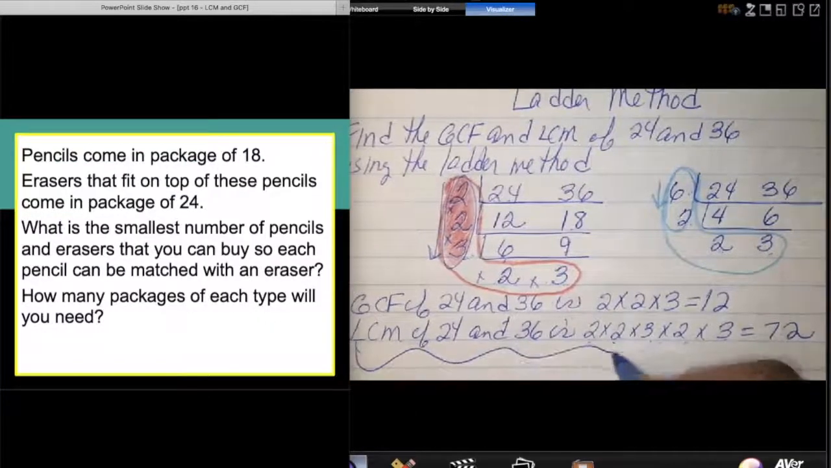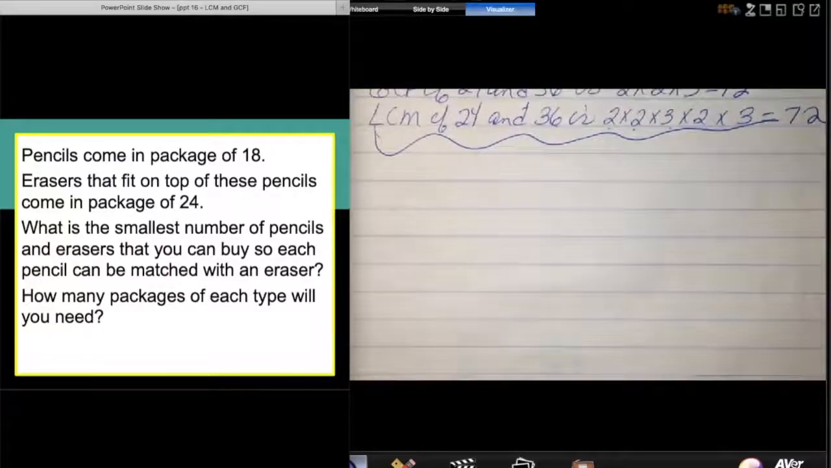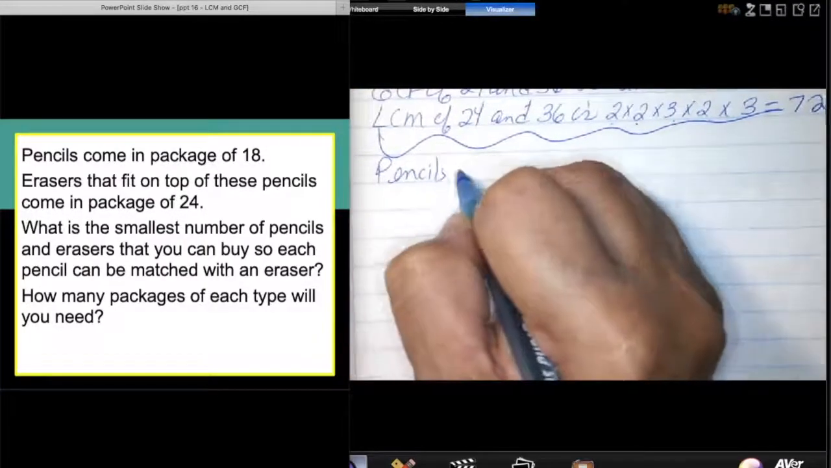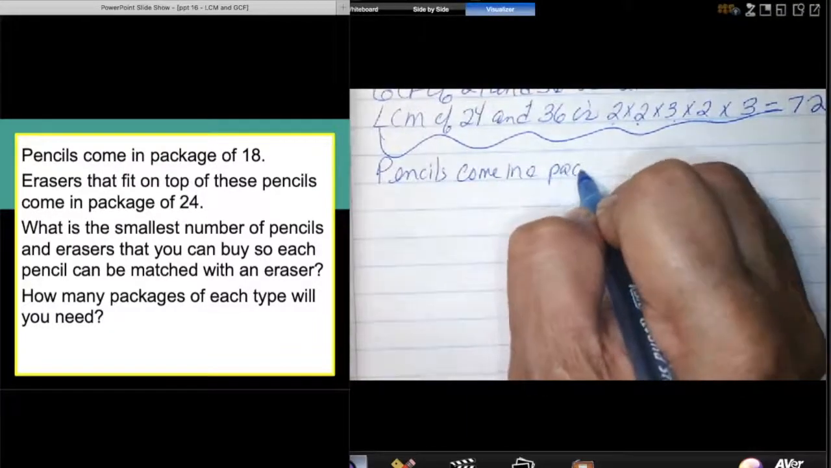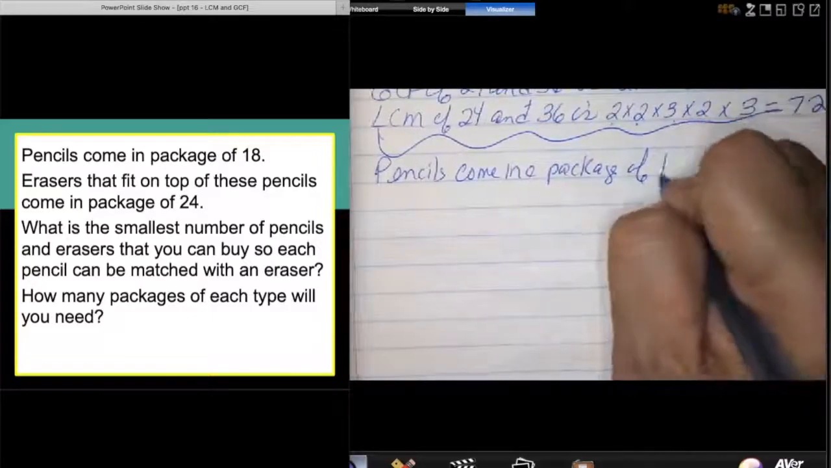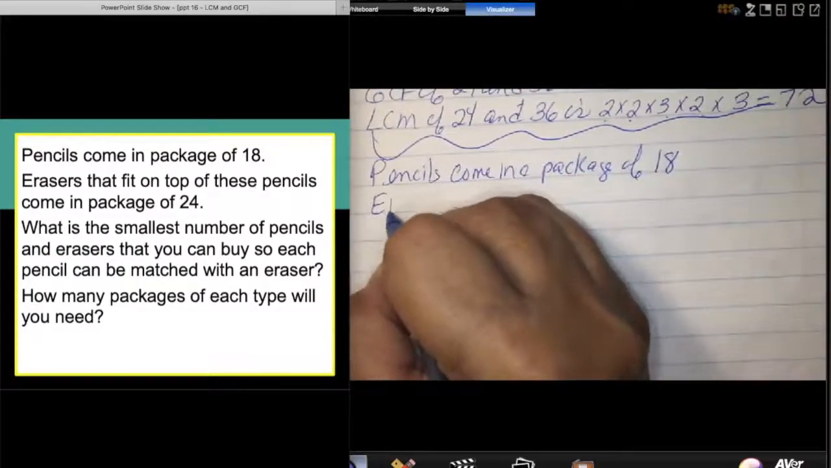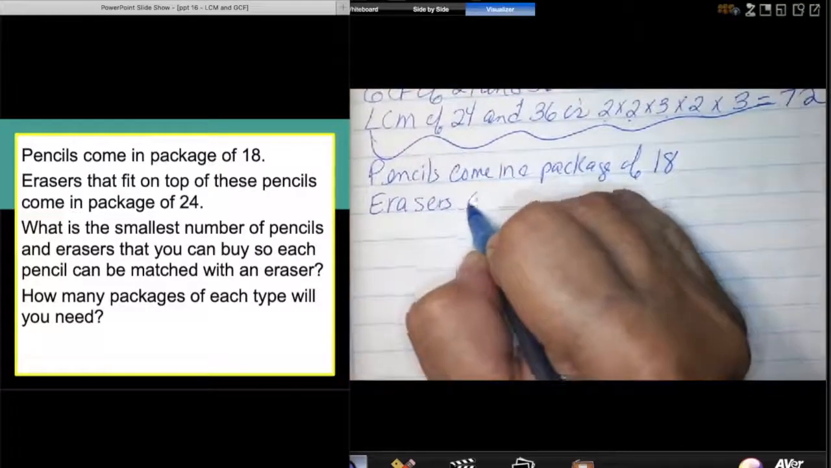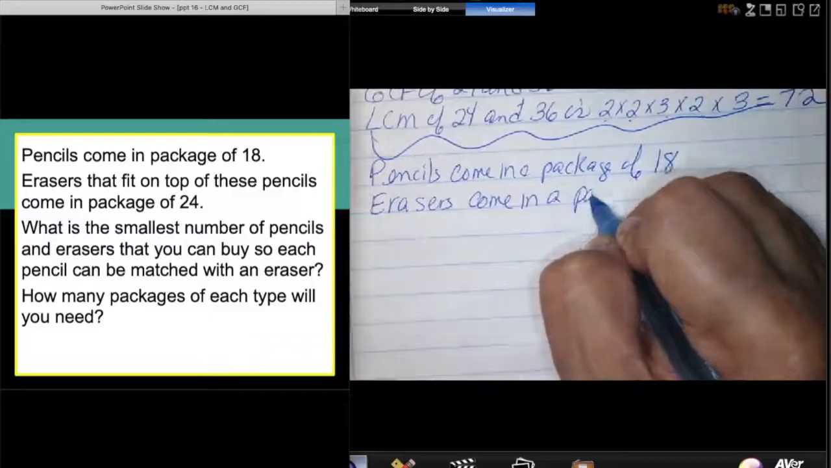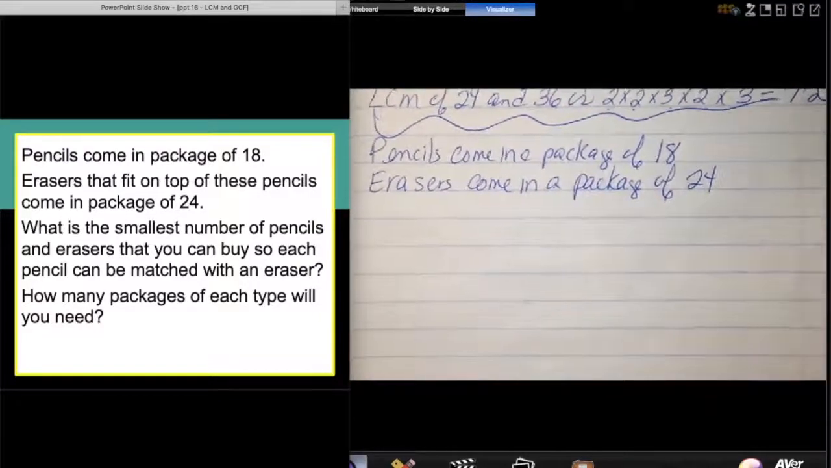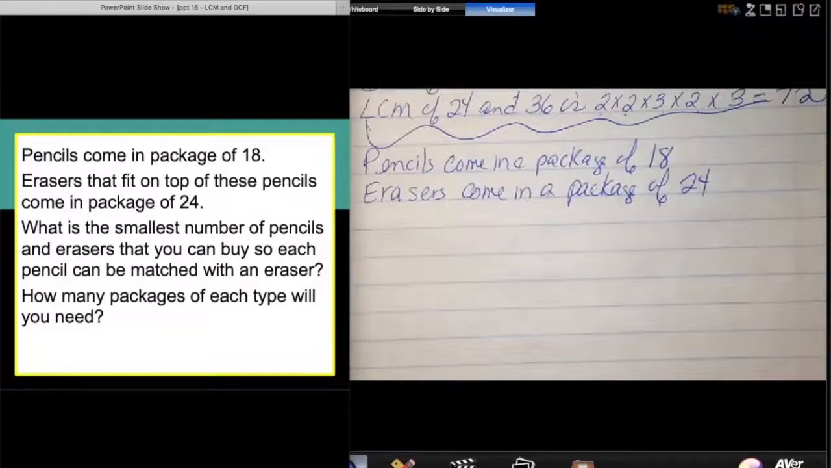Okay, so let's look at a word problem. Now you may have to pause the video in order to take your time to copy this problem down. We have pencils that come in a package of 18. Erasers that fit on top of these pencils come in a package of 24. I'm going to abbreviate and just say erasers come in a package of 24. What is the smallest number of pencils and erasers that you can buy so that each pencil can be matched with an eraser?